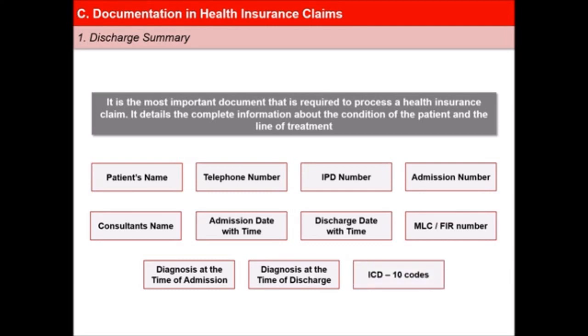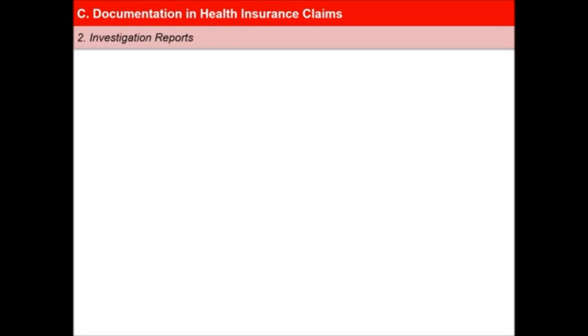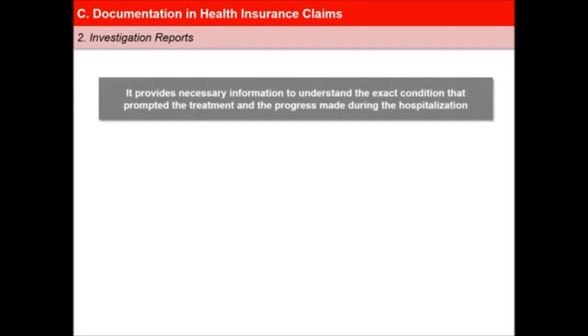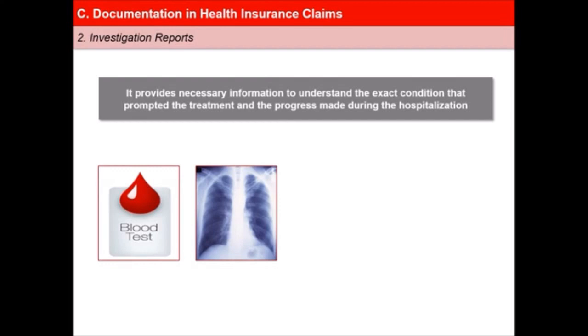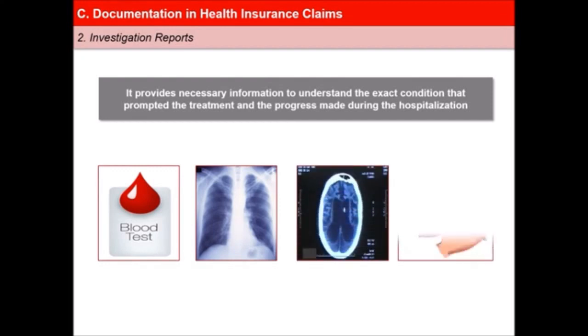A well-written discharge summary helps the claim processing person immensely to understand the illness or injury and the line of treatment, thereby speeding up the process of settlement. Investigation reports assist in comparing the diagnosis and the treatment, thereby providing the necessary information to understand the exact condition that prompted the treatment and the progress made during the hospitalization. Investigation reports usually consist of blood test reports, X-ray reports, scan reports, and biopsy reports.